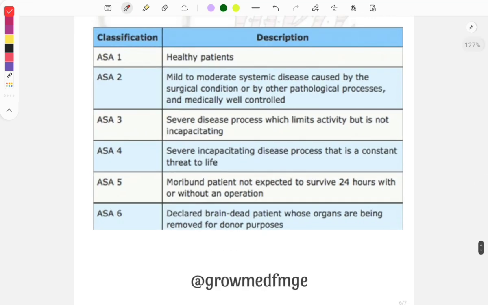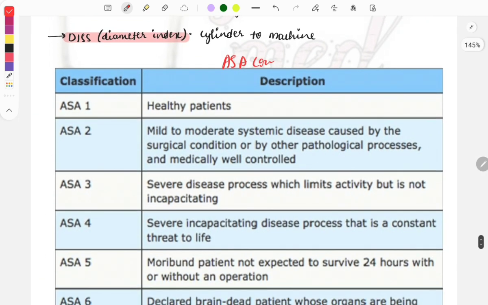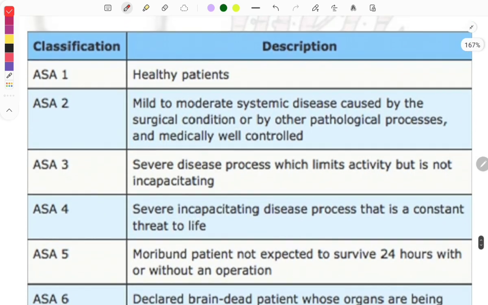Okay, then moving on to the ASA classification. This ASA classification stands for American Society of Anesthesiologists, and this is mainly used to look at the comorbidity of the patient. So when we will be giving the anesthesia, to look at the comorbidity, this one is used.